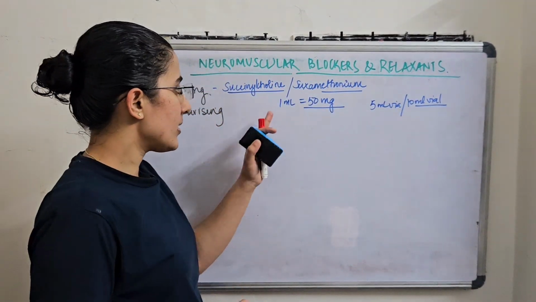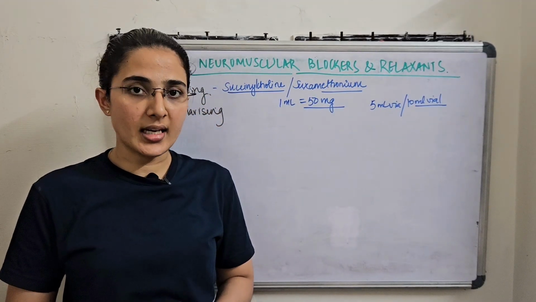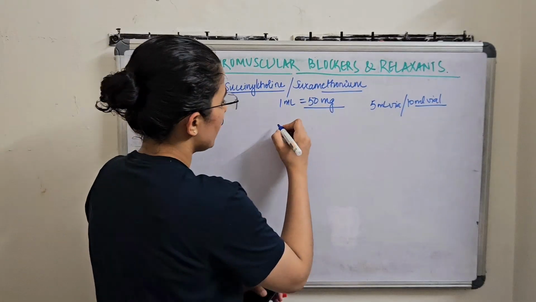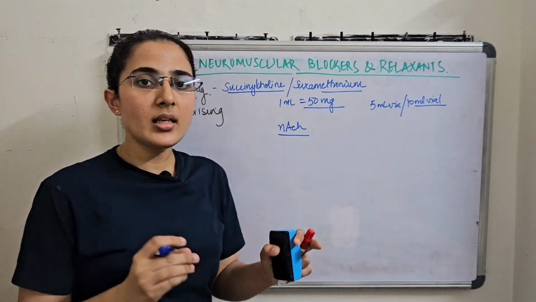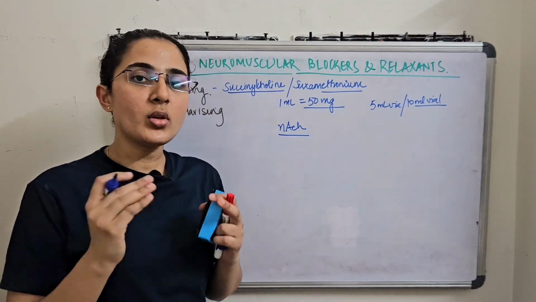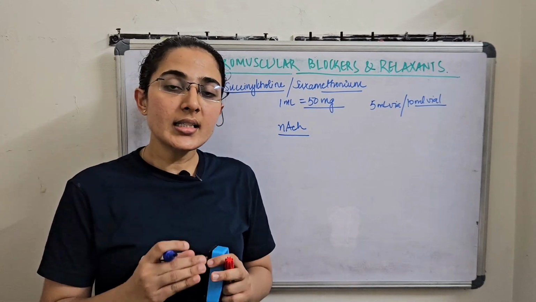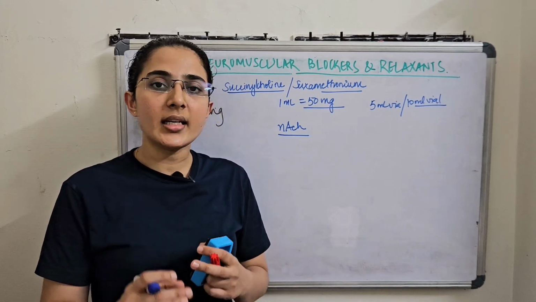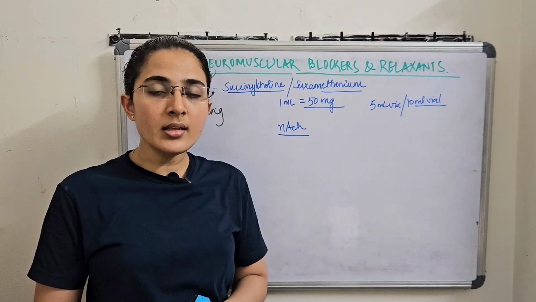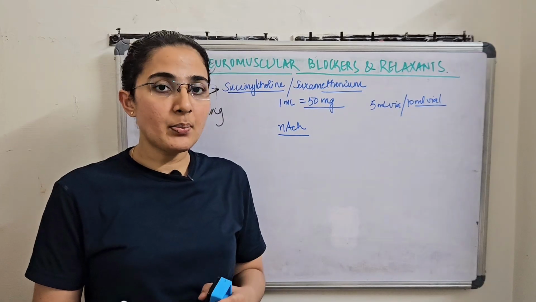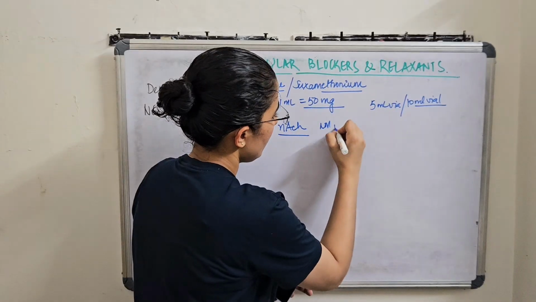The mechanism of action for a depolarizing muscle relaxant is that they bind to the nicotinic acetylcholine receptor. Succinylcholine basically consists of two acetylcholine molecules which are joined by the acetate bond, so it is very similar to acetylcholine in its structure. They bind to the nicotinic acetylcholine receptor and cause initial depolarization at the neuromuscular junction.